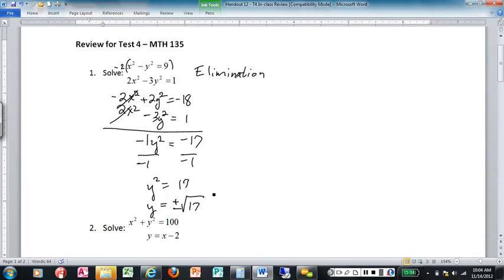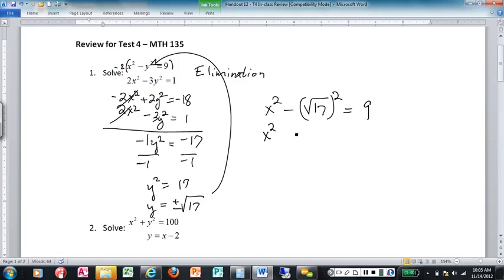basically plug in the square root of 17 for y there, so I'd get x squared, or the other one, x squared equals the square root of 17 squared equals 9. We'll just leave it square root of 17. Could round off, I guess. But if I leave it as the square root of 17, what is the square root of 17 squared? That's just 17. And so we get x squared minus 17 equals 9, which means add 17, and we've got x squared is 26.